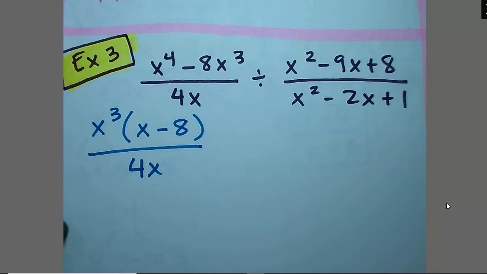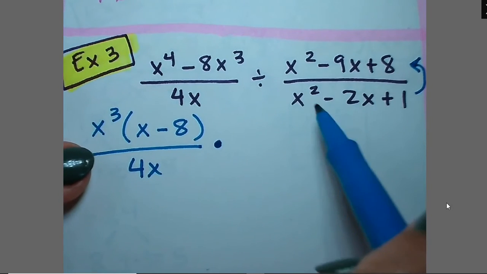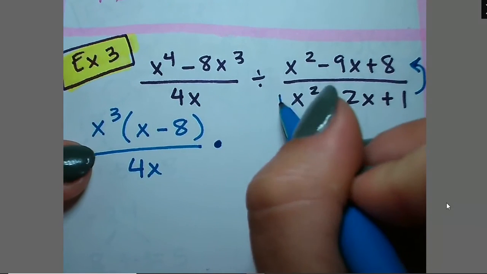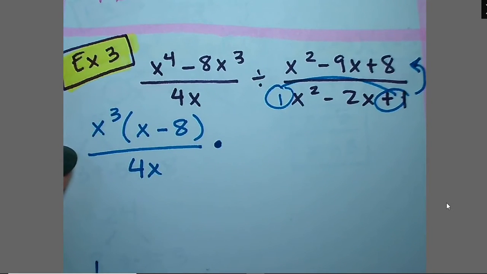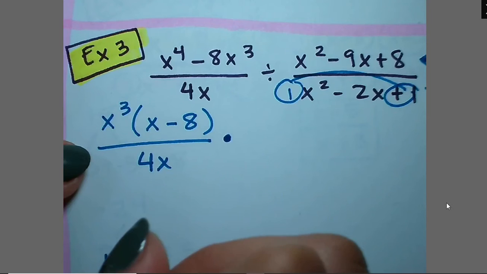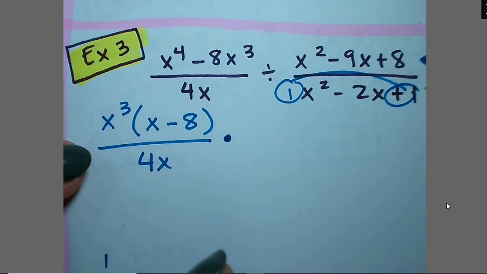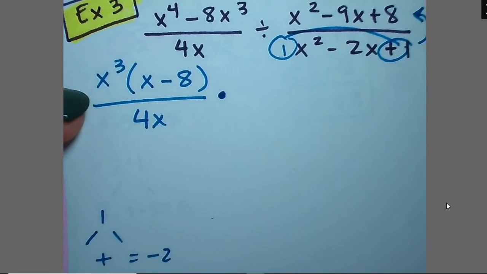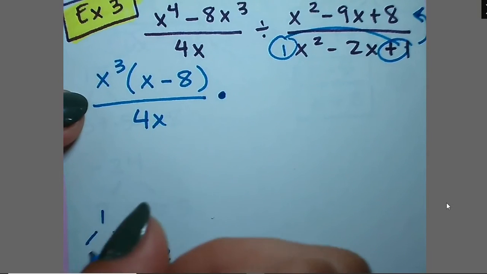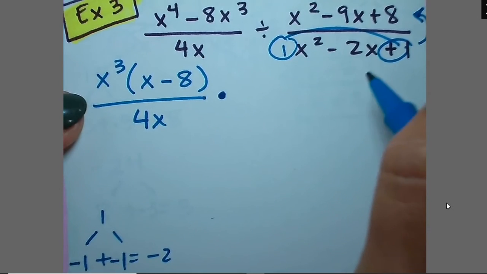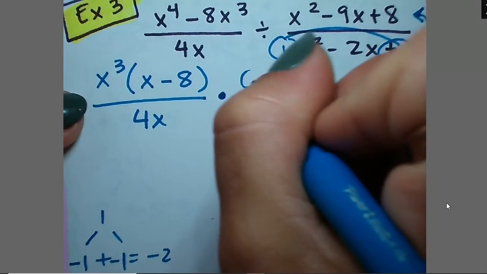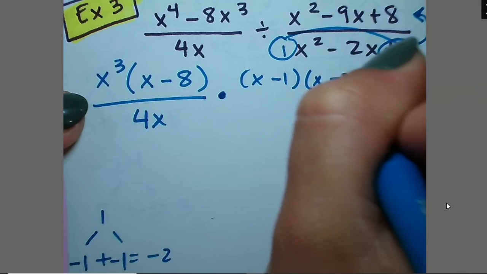Then I'm going to change this to multiplication, and I'm going to flip these two things down here. Okay, so this is going to be my new numerator. So I'm going to do 1 times 1, which is 1. Okay, and I want 2 factors of 1 that add to give me negative 2. Okay, 2 factors of 1 that add to give me negative 2. Hopefully you see this is going to be negative 1 and negative 1. Okay, so on our new top, this is our new numerator, it's going to be x minus 1 times x minus 1.